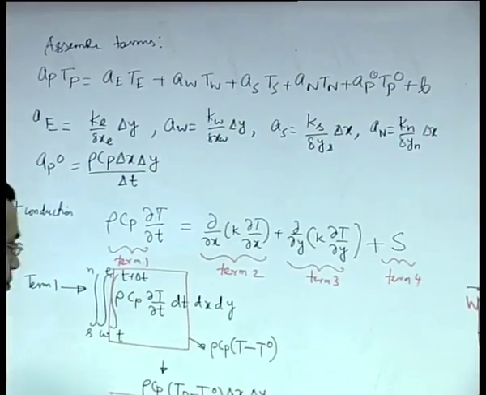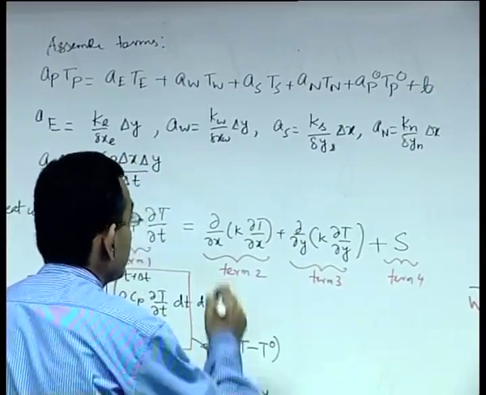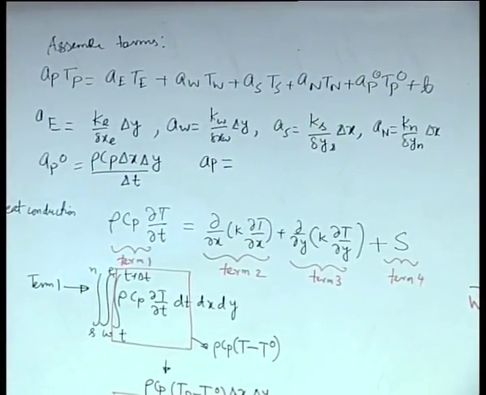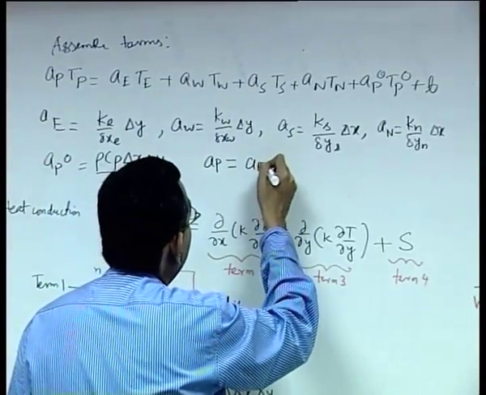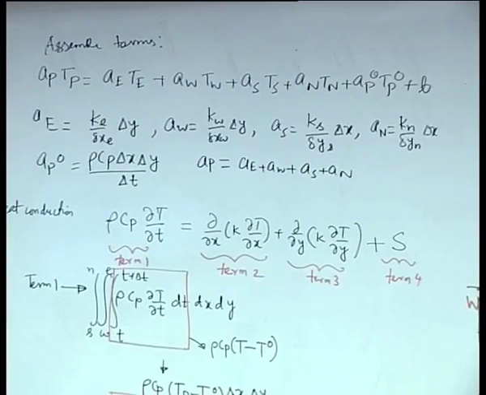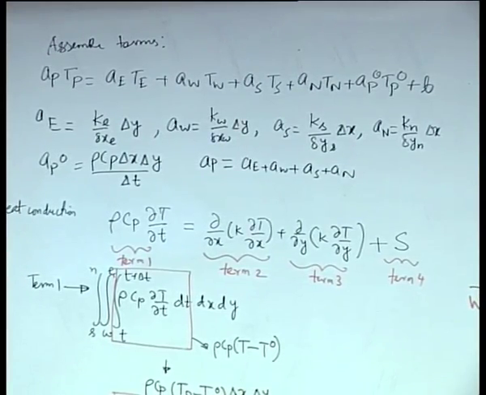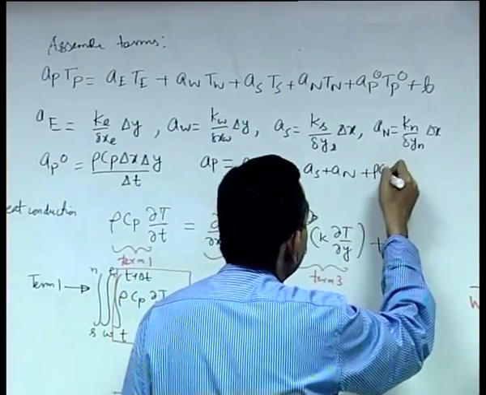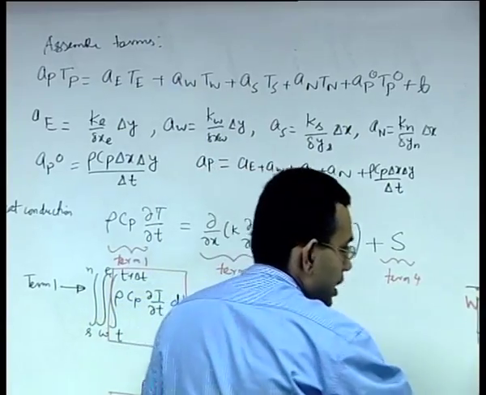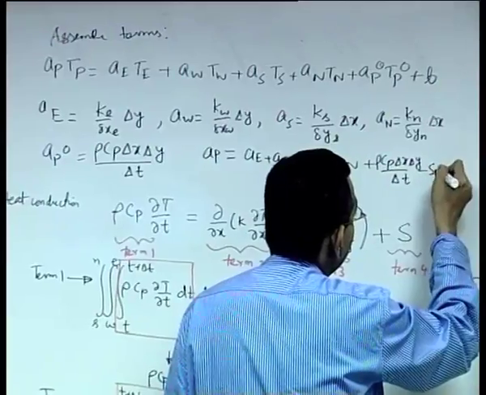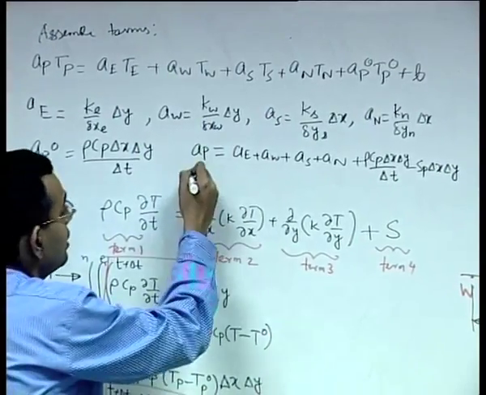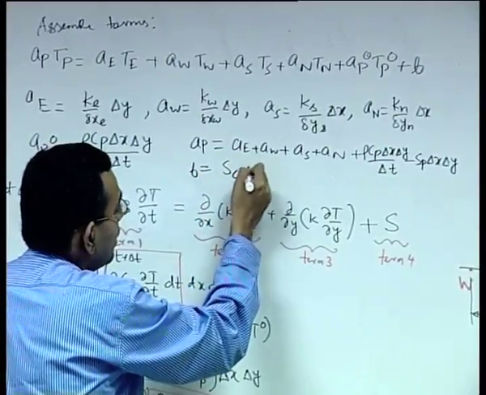AP is AE plus AW plus AS plus AN, then plus rho Cp delta x delta y by delta t, then there is one Sp term, minus Sp into delta x into delta y, and B is Sc into delta x into delta y.